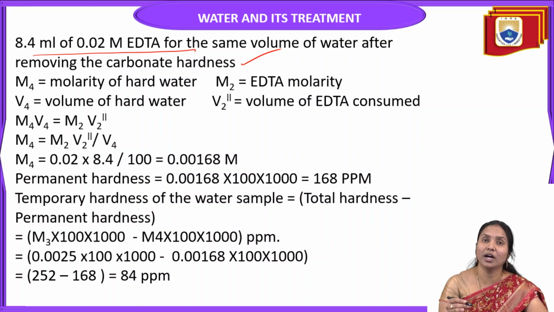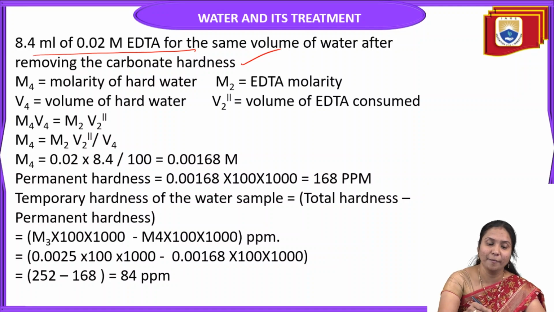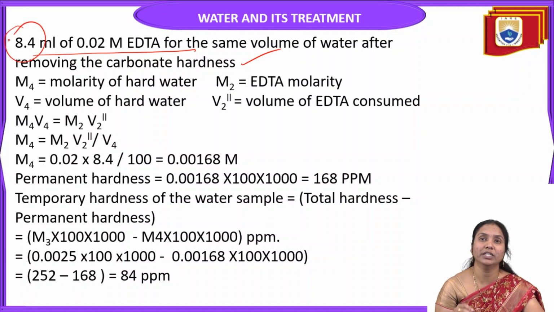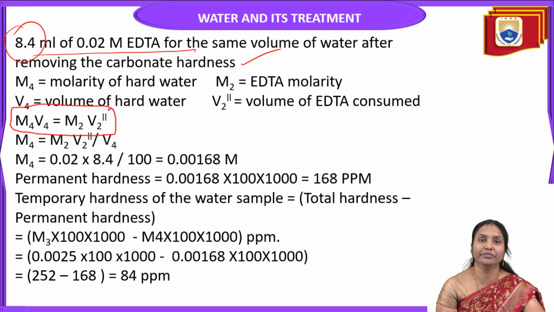So here the 100 ml sample contains only permanent hardness causing ions, because we removed the temporary hardness causing ions by boiling. So the remaining 100 ml water sample after removing the temporary hardness causing ions, for the titration it required how much EDTA? 8.4 ml of EDTA. So your formula is M4 V4 equals M2 V2.